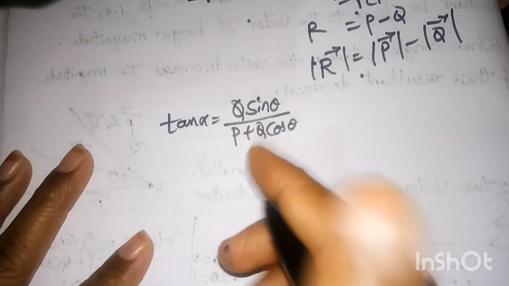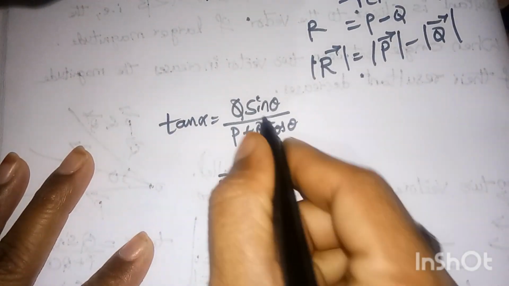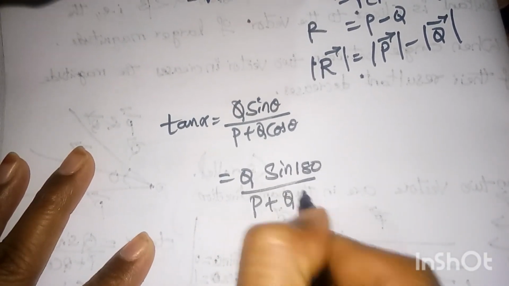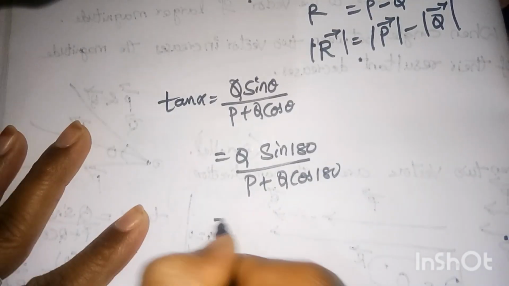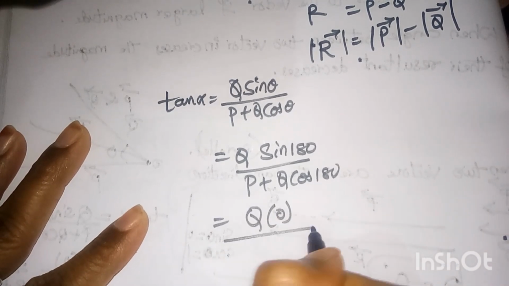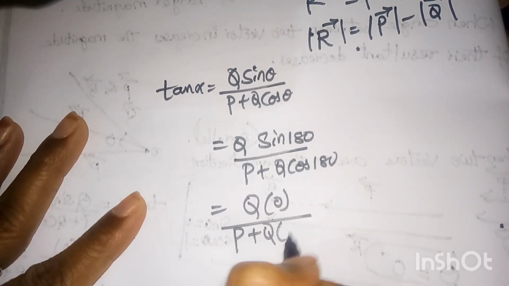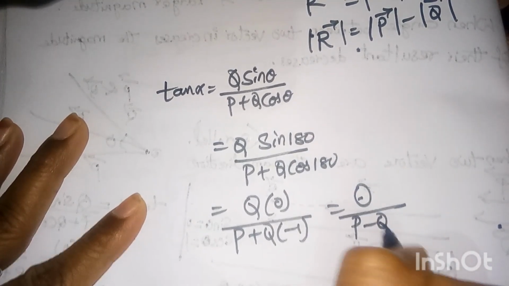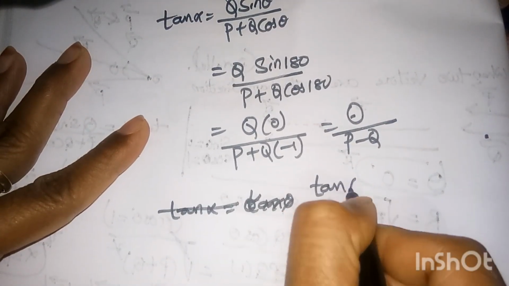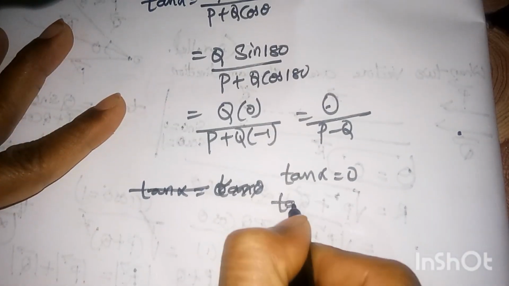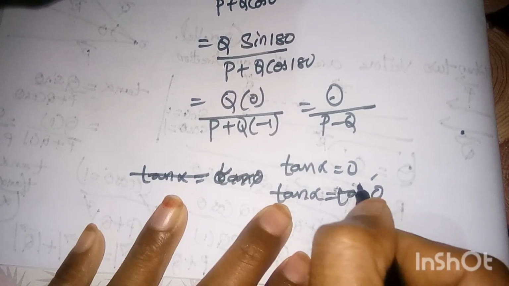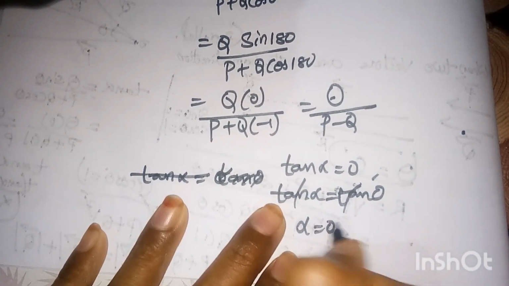So tan alpha equals q sin 180 by p plus q cos 180. So q times 0 by p plus q times minus 1. So q times 0 by p minus q. So that is 0. So when we get tan alpha as 0, tan will cancel, and alpha equals 0 degrees.